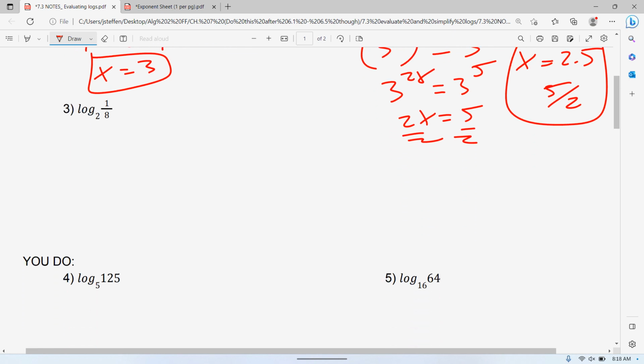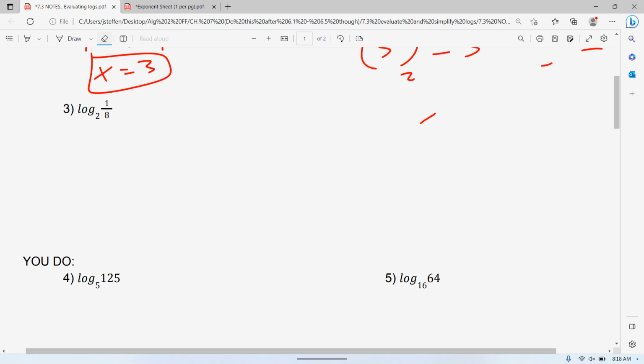Okay, number 3, I'm going to erase some of this. I'm going to do some things over here. You do not need to write this down, what I'm about to show you. It does not have anything to do with the actual problem in number 3.